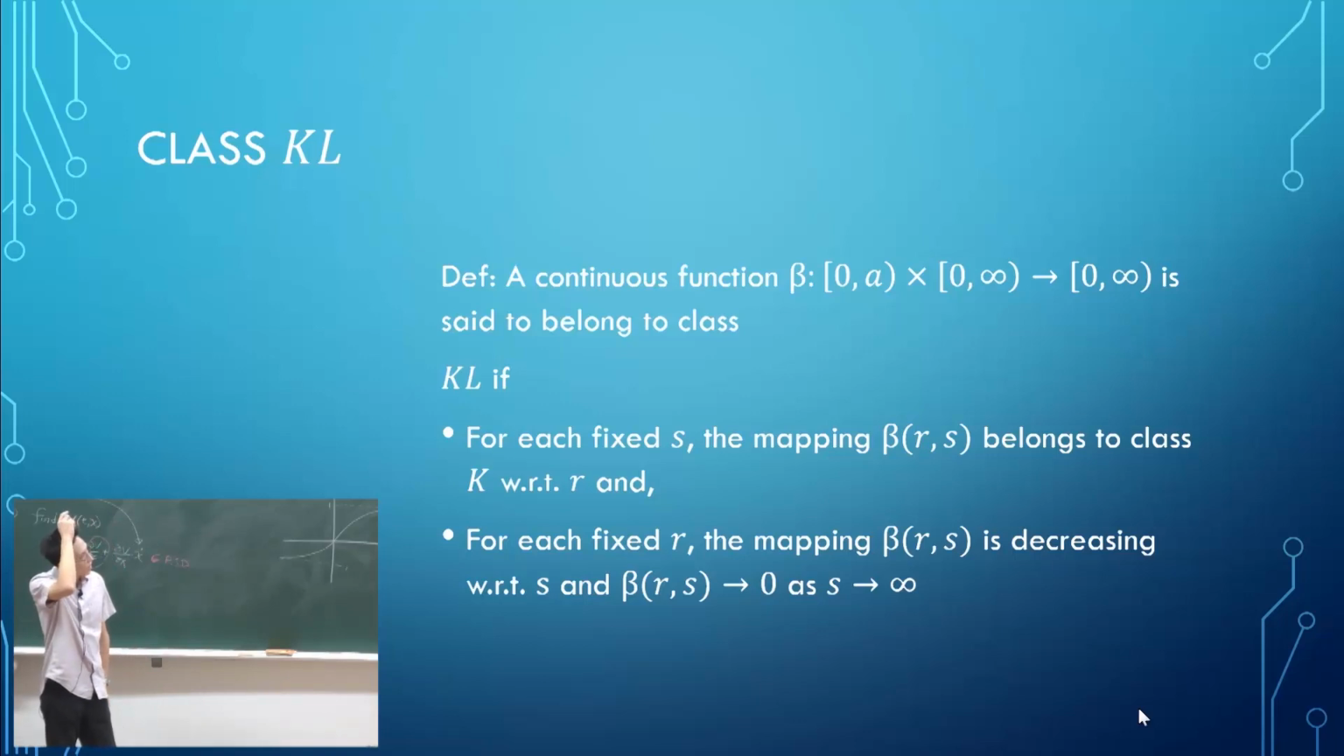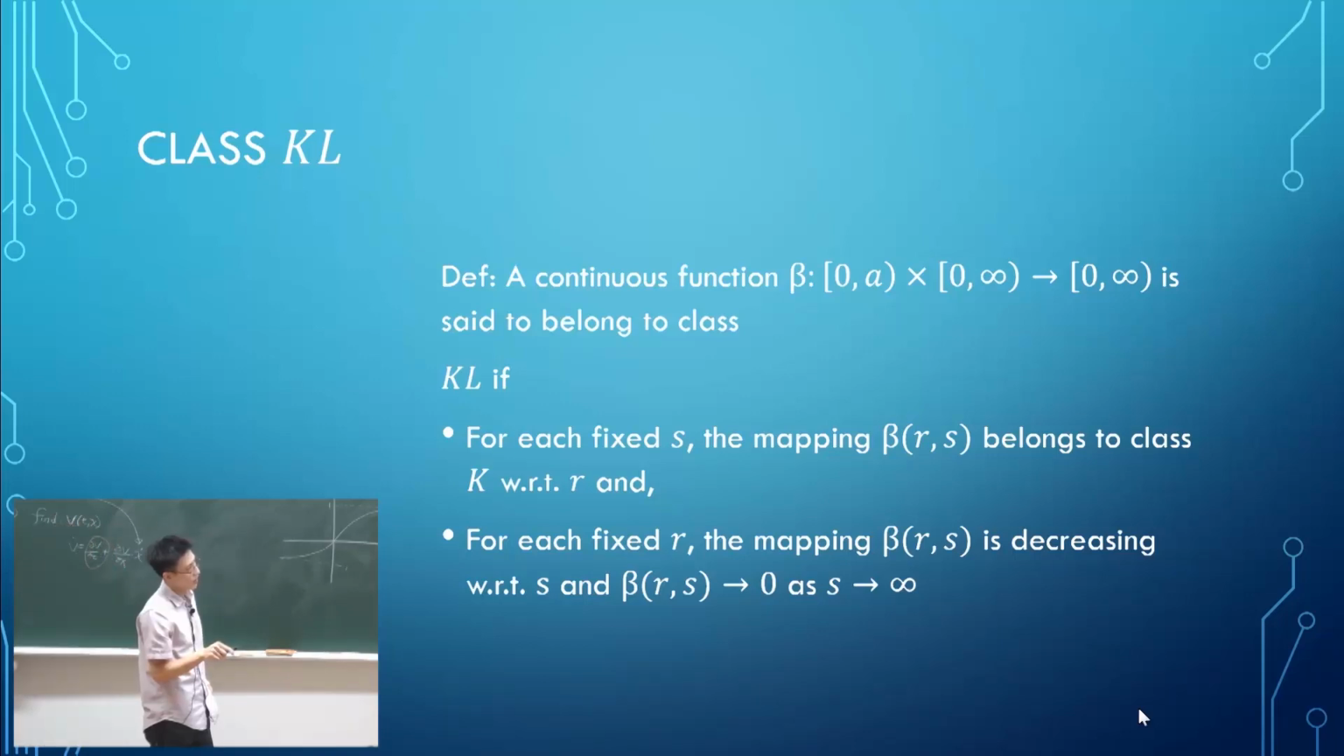Then next, what is a class KL function? A continuous function beta maps from [0, a) times [0, infinity) to [0, infinity). You have two arguments like here, r and s, and beta is a scalar function. Okay. So it belongs to class KL if you fix s and increase r, and the whole function is class K. And the second condition is if you fix r and increase s, the whole function is decreasing with respect to s. Then we say it's a class KL function.